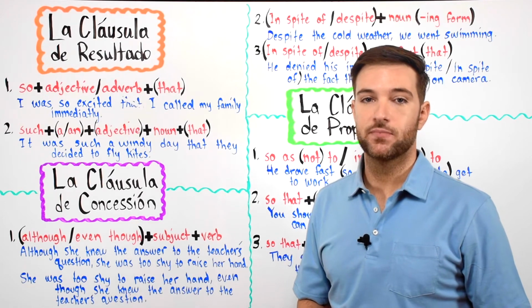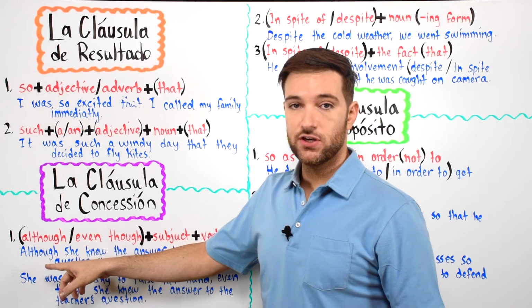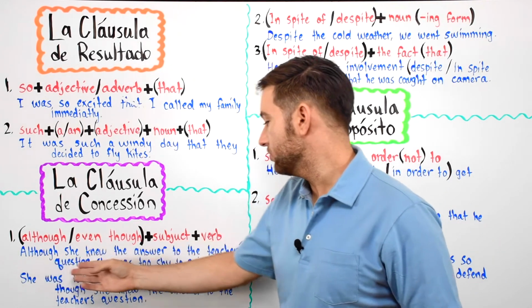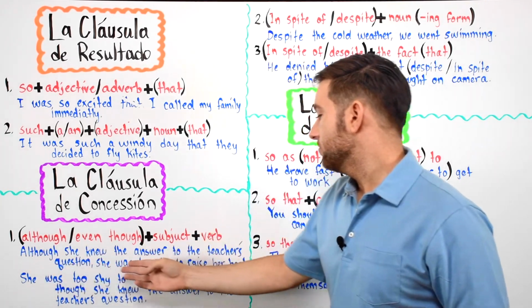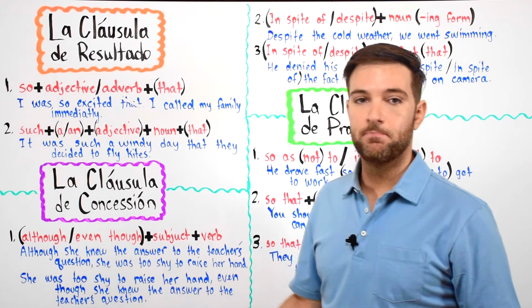So, that's it. Pero al principio de la oración, solemos decir ambos. You could say both. You could say, although she knew the answer to the teacher's question, or you could say, even though she knew the answer to the teacher's question. Ambos. You can use both.